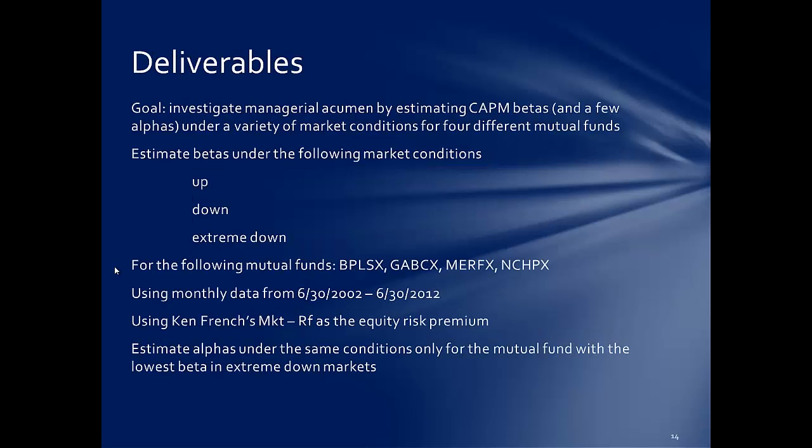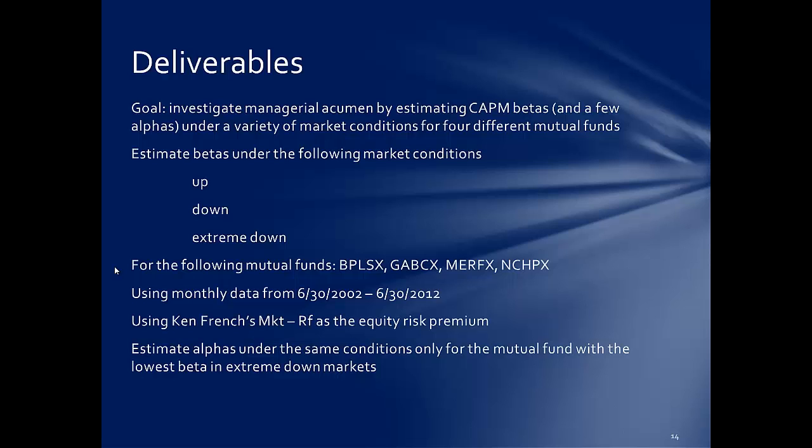Our goal is going to be to investigate managerial acumen by estimating CAPM betas and just a few alphas under a variety of market conditions for 4 different mutual funds. What you're going to do is look at up market, down market, and extreme down market. Those are the 3 conditions. And you're going to do it for the following mutual funds: BPLSX, GABCX, MERFX, NCHPX.